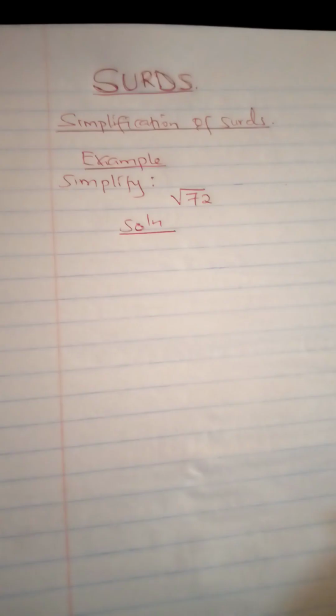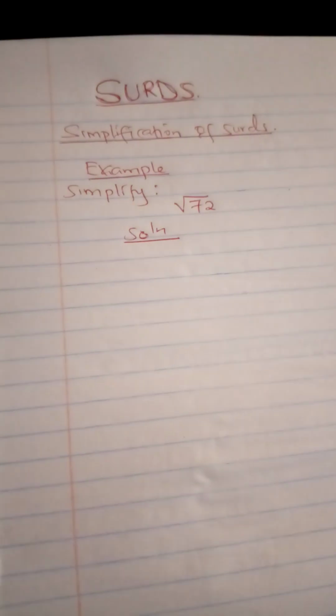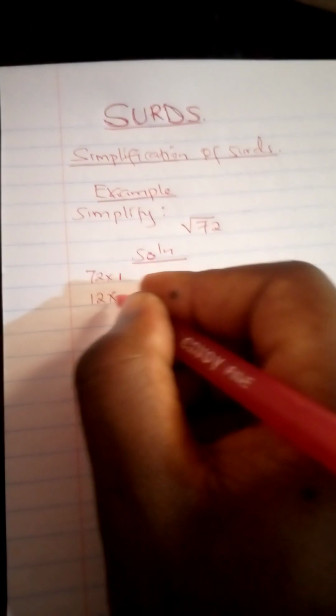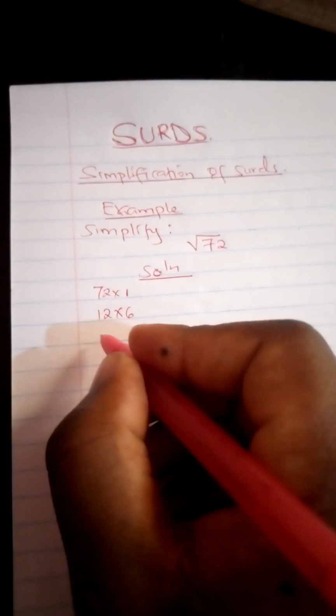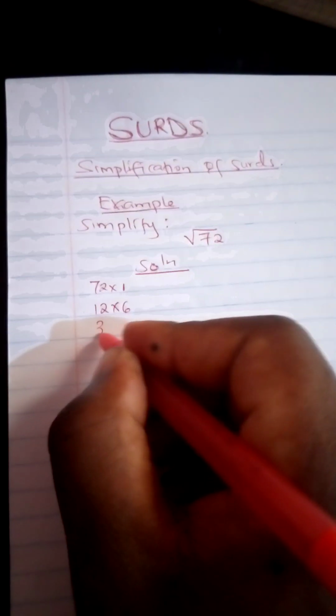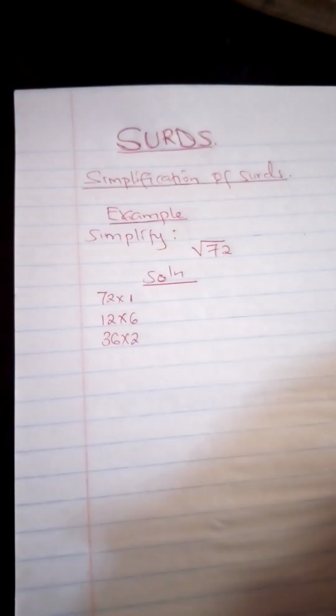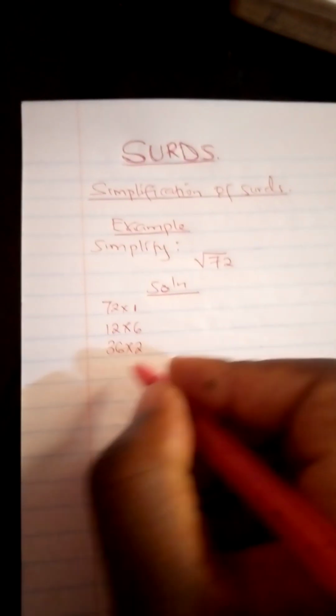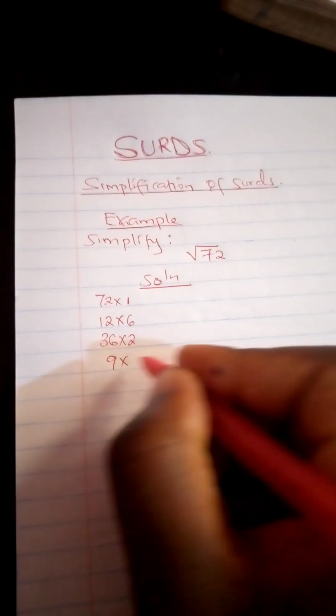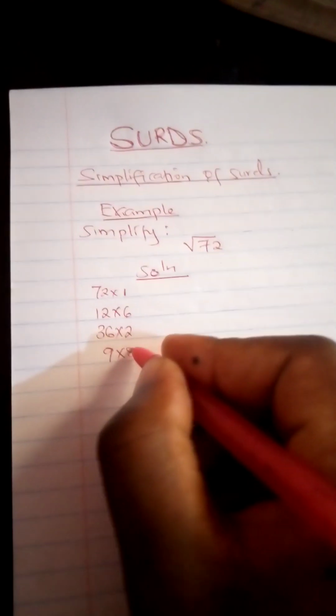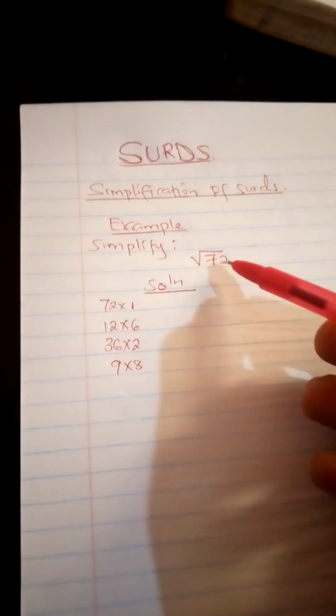For us to simplify this number, we look at two numbers that you can multiply so that you get 72. Such numbers, for example, are 72 times 1, 12 times 6, 36 times 2, and 9 times 8. All these numbers, when you multiply, you actually get 72.